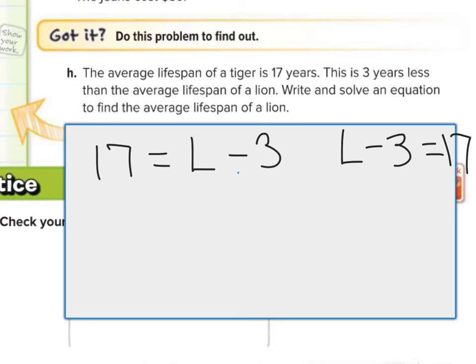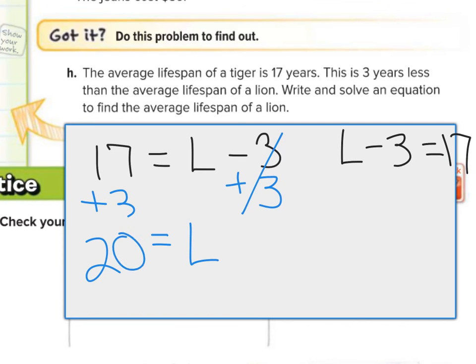the addition property of equality. So we're going to add 3 to this side and add 3 to the other side of the equation. The 3's are gone because negative 3 plus 3 is 0. And we're just left with the lion's age. And the lion's age is 20. Therefore, you would want to answer with a therefore statement. I'll write it down this time. Therefore, the lifespan of a lion is 20 years.